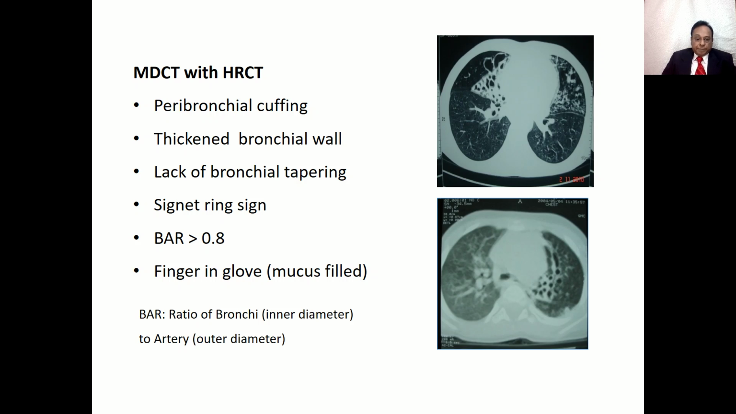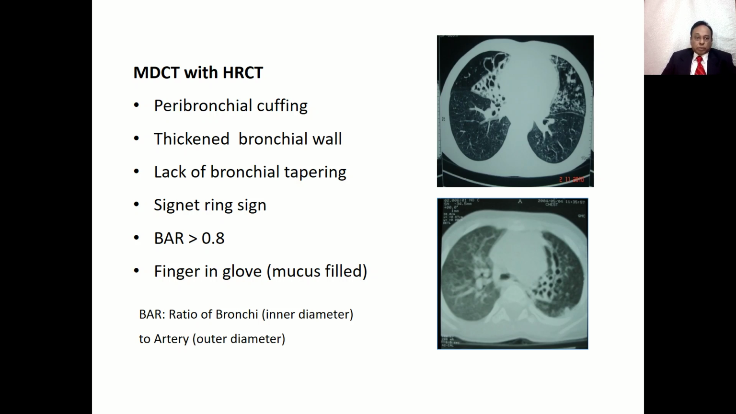Look at the right side. I have shown 2 CTs. The first one, the upper one, involves the right middle lobe, maybe Brock syndrome, going for bronchiectasis. The second one is the left lower lobe with a lot of cystic dilatation.